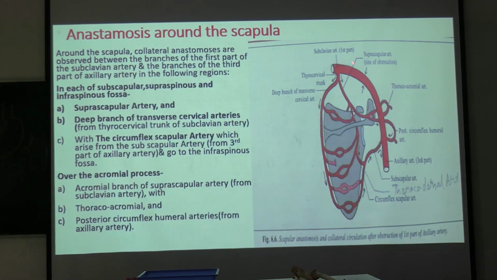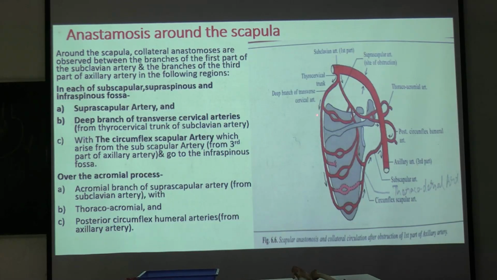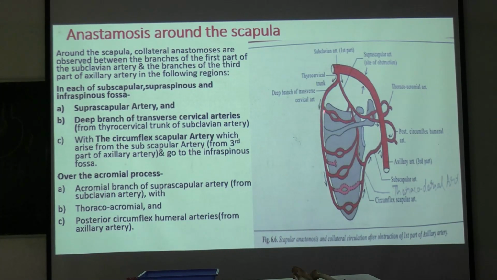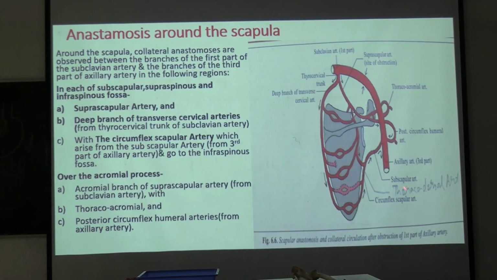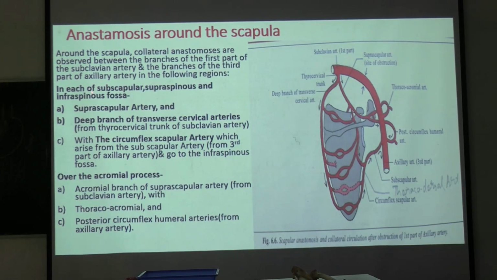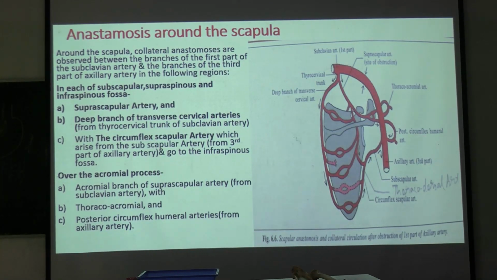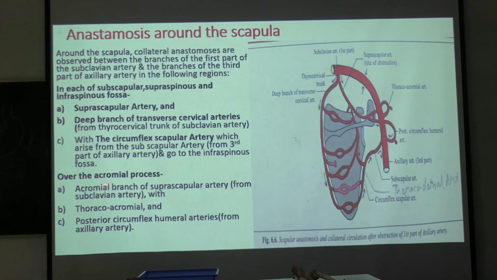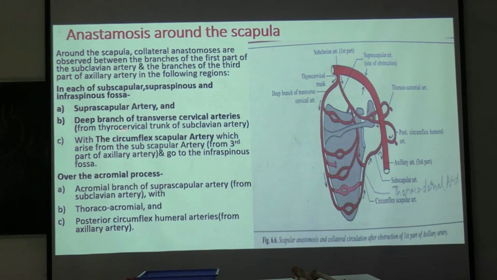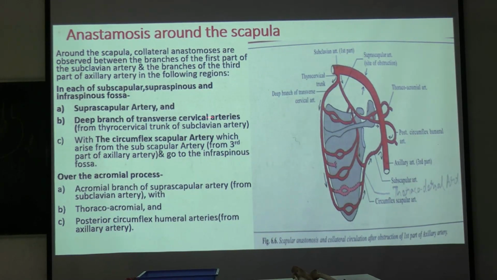Here is the first part of the subclavian artery. One branch is the thyrocervical trunk. This thyrocervical trunk gives the suprascapular artery and the dorsal branch of the transverse cervical artery. In each of the fossas we have discussed, the supraspinous and infraspinous fossas, these arteries are anastomosing: the suprascapular artery and the deep branch of the transverse cervical artery from the thyrocervical trunk of the subclavian artery, with the circumflex scapular artery.